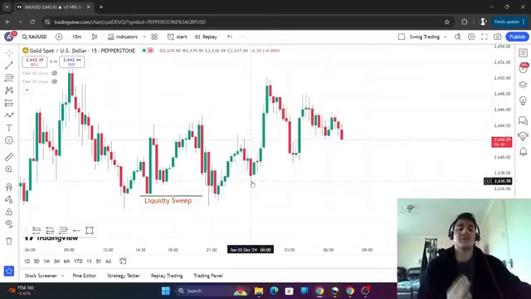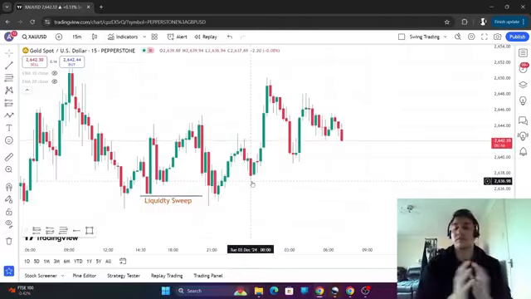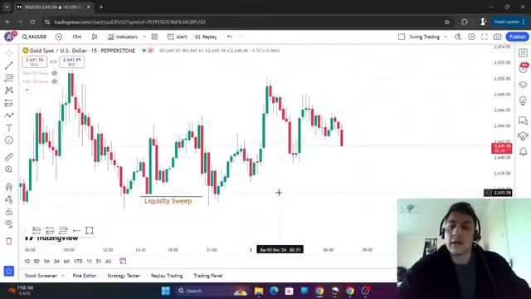The entry pattern is the least important thing. As long as you've got the bias and direction right, any entry pattern will do. Wait for a liquidity sweep and then enter on that. And now I'm going to get to the 5-minute chart, and I'm going to give you another entry.